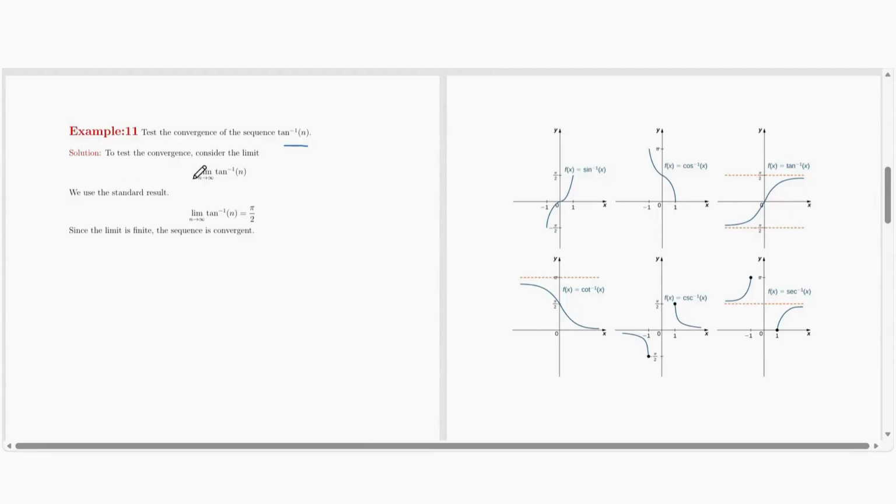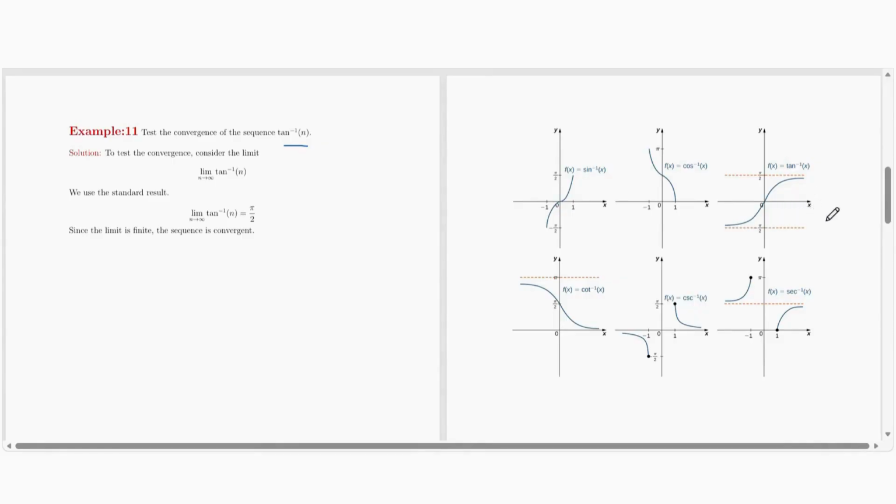To test the convergence, consider the limit n tends to infinity tan inverse n. We use the standard result. Okay. From the graph we directly write limit n tends to infinity tan inverse n is equal to pi by 2. Okay. So here we observe that x tends to infinity, so instead of x here n is given. Okay, so as x tends to infinity, we understand n tends to infinity.